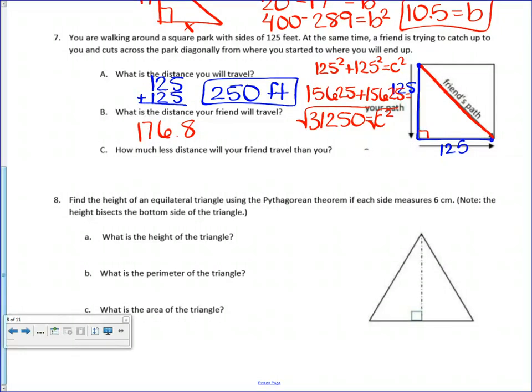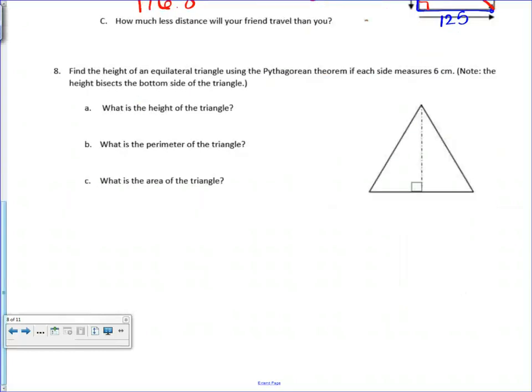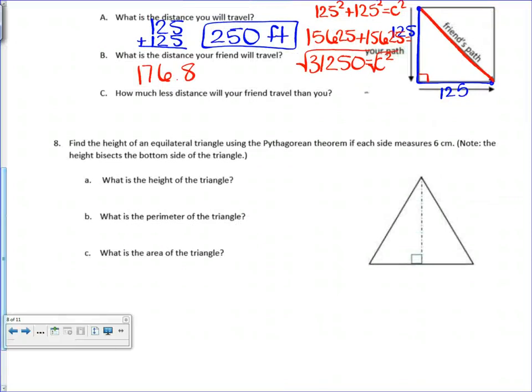And then part C says, how much less distance will your friend travel? So we're going to take your distance, 250, and subtract 176.8. If you do that, you should get 73.2.